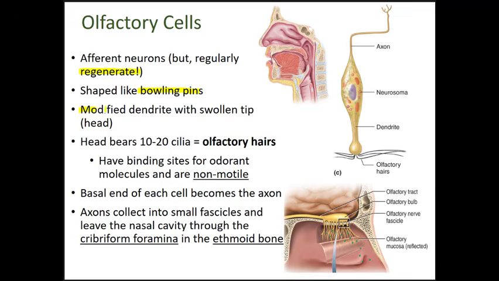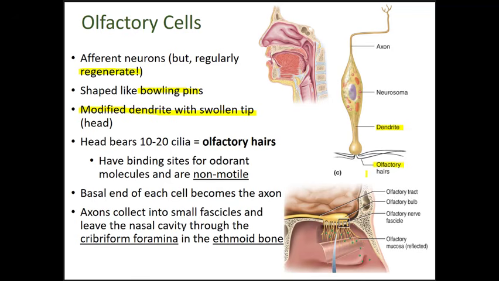And it's described as being this modified dendrite with a swollen tip. So you can see an axon here, you can see your neurosoma or cell body here, and the dendrite, which doesn't look like your usual dendrites. You can see instead it's got almost a long neck on it, and then this swollen tip, which is like the head. And you have these olfactory hairs here, so it's almost like somebody is doing a headstand.